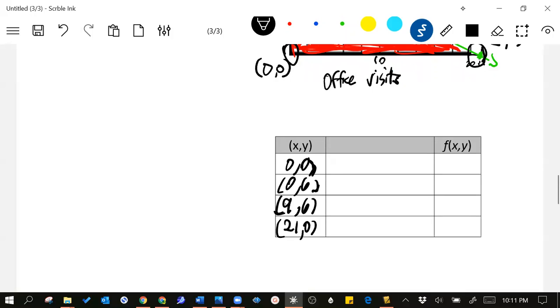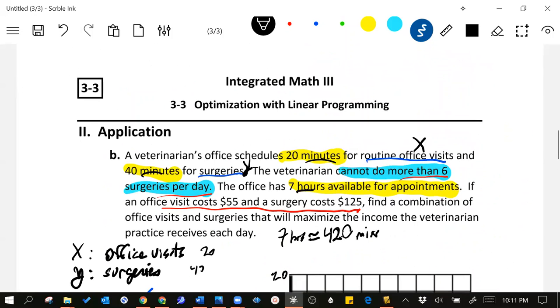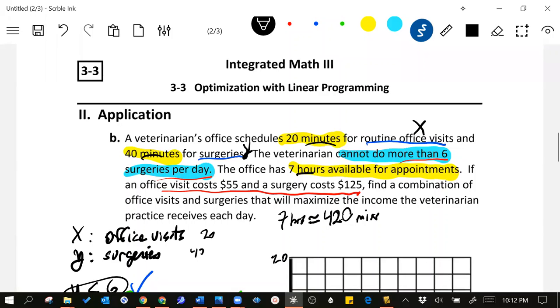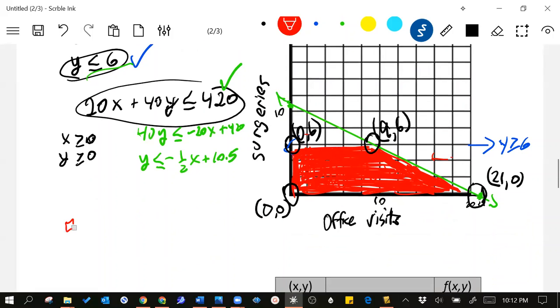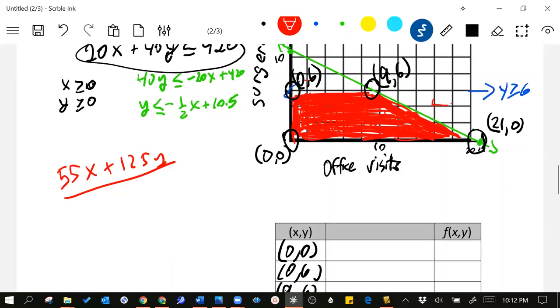Now let's get the equation that we need, the expression that needs to go up here. I'm going to make these better parentheses first. Okay. So coming back up here now, let's look at office visit costs 55 and a surgery costs 125. So that means we can say 55x plus 125y, and that's what we'll put in here. So we simply get that from the costs that they say here.